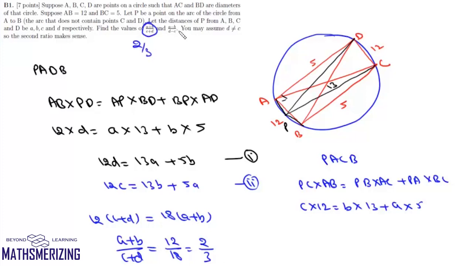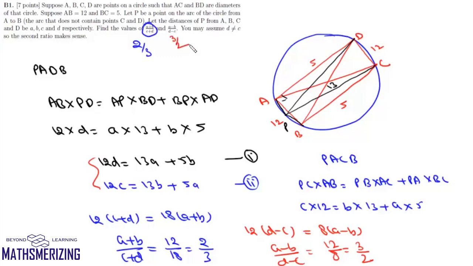Now what about A minus B upon D minus C? Now we'll subtract these two, we'll get 12 into D minus C, and here it will be 13A minus 5A, which is simply 8 into A minus B. Now in this case, A minus B upon D minus C will be 12 by 8, which is 3 by 2. So for the second one, the answer will be 3 by 2.